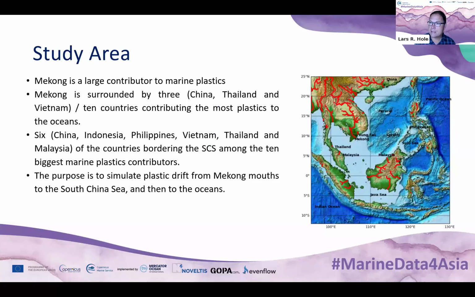So the study area of the publication was, of course, the South China Sea or the East Sea, which is surrounded by some of the main contributors to marine plastic in the ocean, like China, Thailand, and Vietnam. And we focused on the emissions of marine plastic from the Mekong River. 6 of the countries bordering the South China Sea are among the 10 biggest contributors to marine plastic in the world. But we focus solely on the plastic from the Mekong mouth to the South China Sea and look at the fate of the marine plastic.